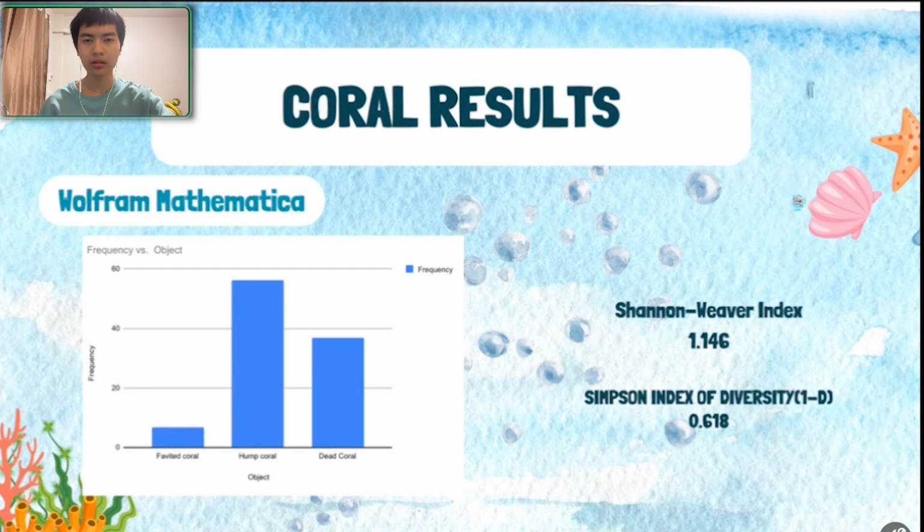And next is the result from the Wolfram Mathematica application. As you can see, we also present it in a bar chart, and the number of dead coral is still high, like the previous result. And we also calculate the Shannon-Wiener index and Simpson index of diversity on your right-hand side.